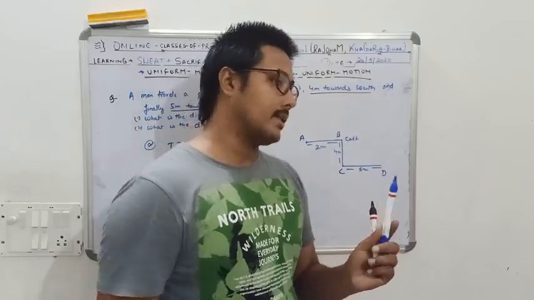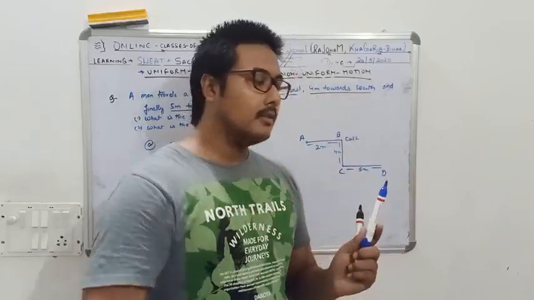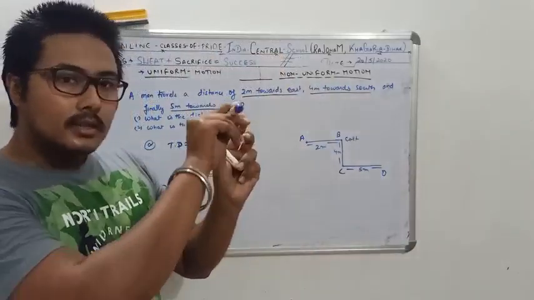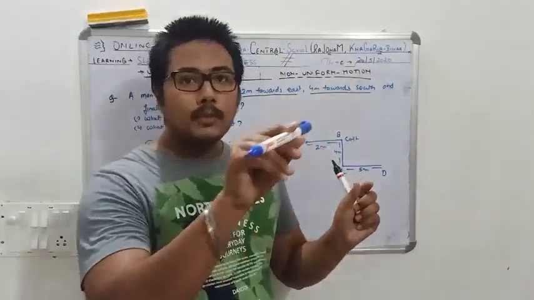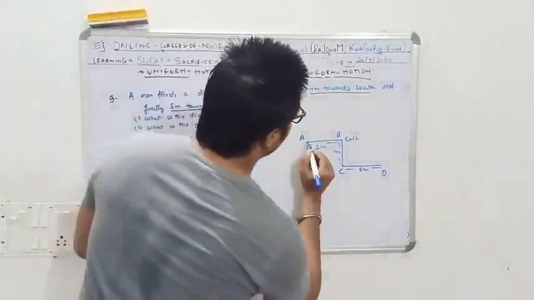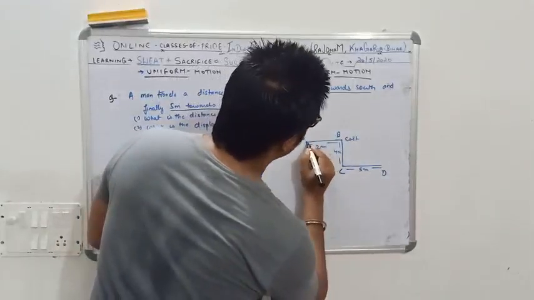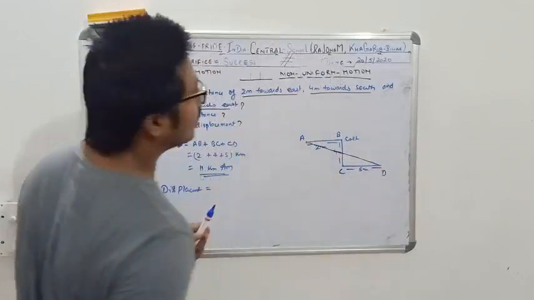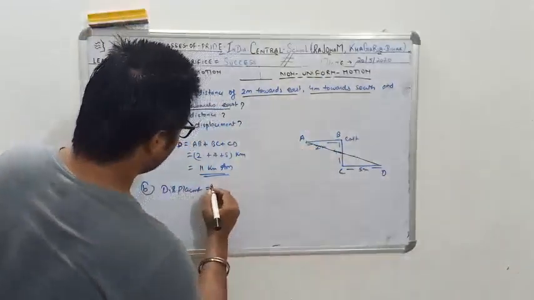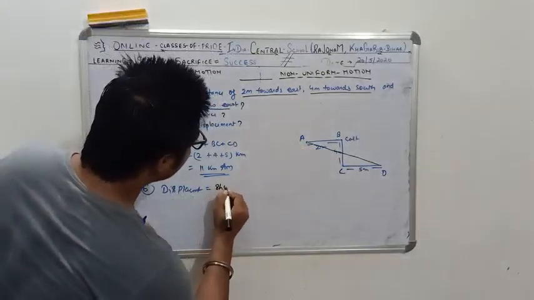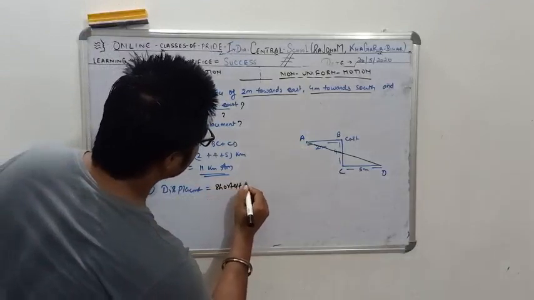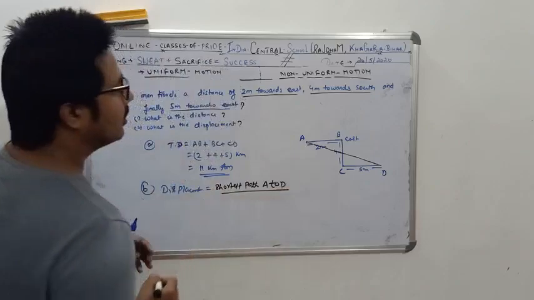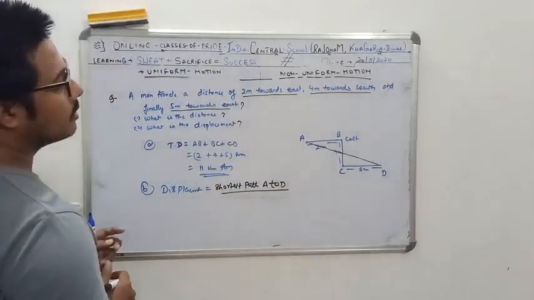You have studied in maths, I think. If you have not studied, you will be studying in maths that the shortest path between any 2 points is a straight line joining both the points. So now if I make a straight line here to join both the points, from A to D, that is the shortest path from A to D.